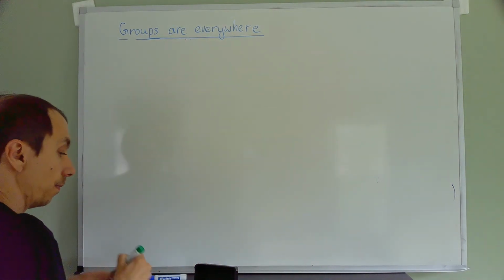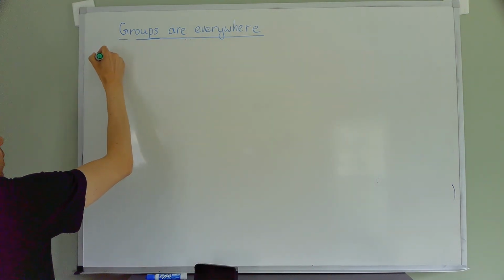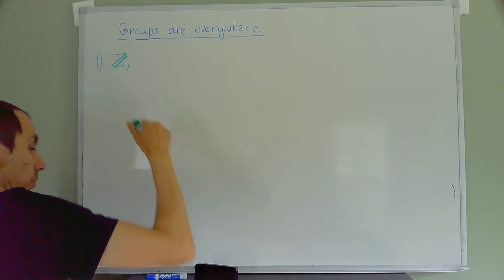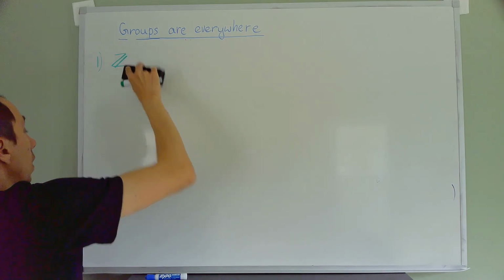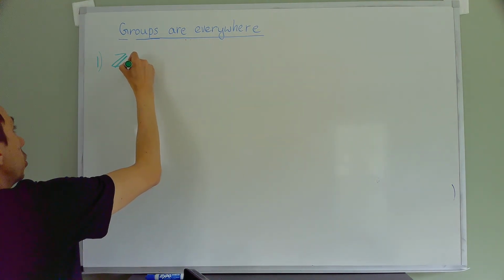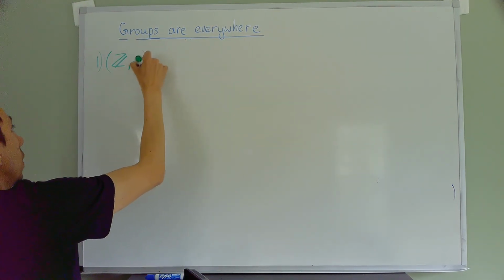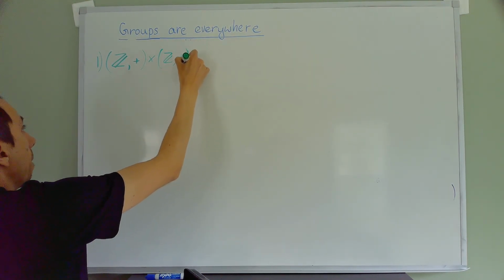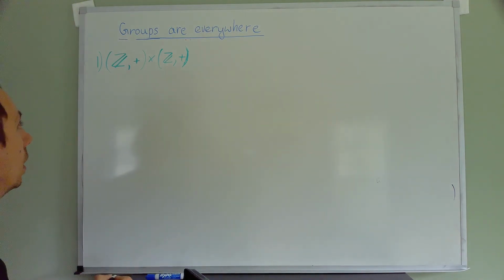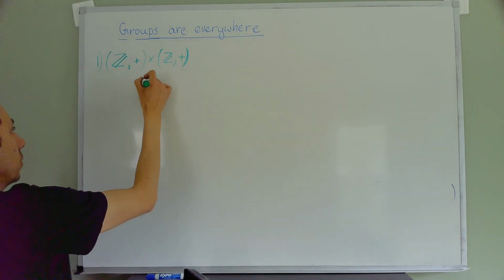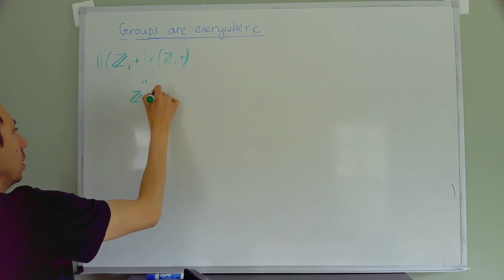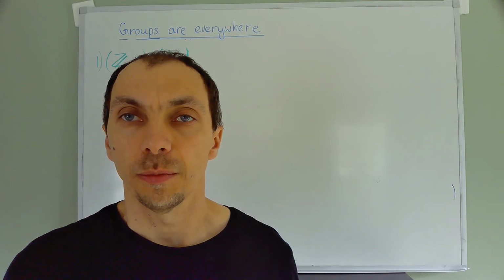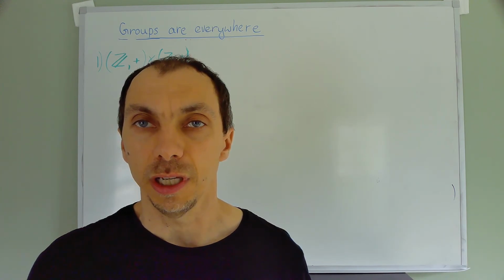So, example 1, I'm going to take Z with addition and cross it with itself. Okay, usually people don't write it like this. They rather write it as Z cross Z. And you just, from the context, know what the operation is.